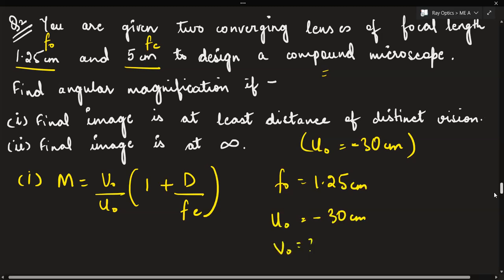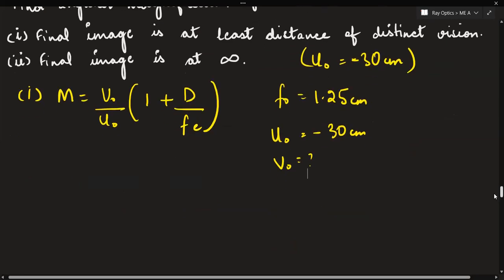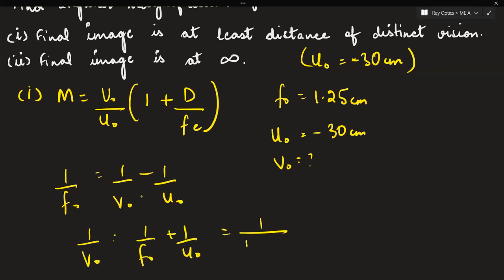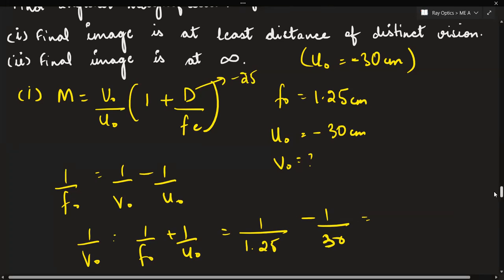So see how to solve such questions. In these questions, you first have to find out V naught's value. You'll use 1 by F naught is 1 by V naught minus 1 by U naught. So 1 by V naught will be equal to 1 by F naught plus 1 by U naught, which will be 1 by 2.5 minus 1 by 30. This will give you the value of 1 by V naught. Then you will take V naught and put it in the formula. So U naught is given as minus 30, D you already know is minus 25 centimeters, and Fe is also given as 5 centimeters. This you can solve and check.